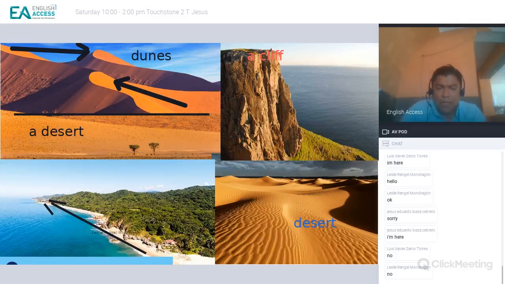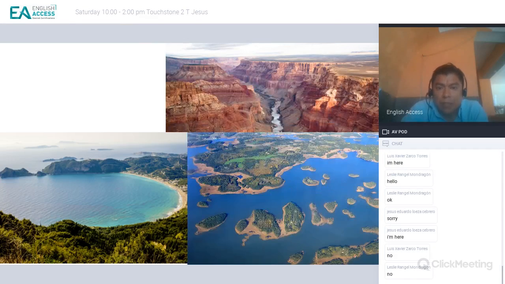Where the water meets the land. That line is called coast. We good? Yes? All right. Next pictures. What do you have in these pictures? The top picture and then the left and the right picture. What do you see?